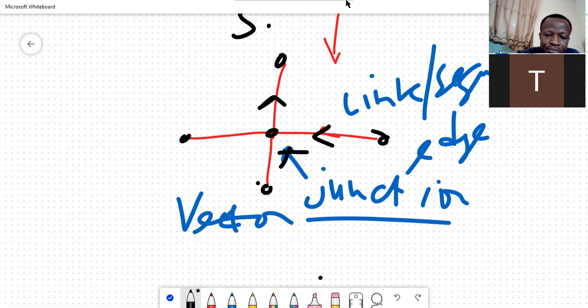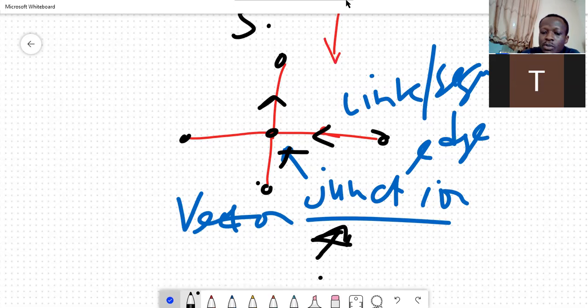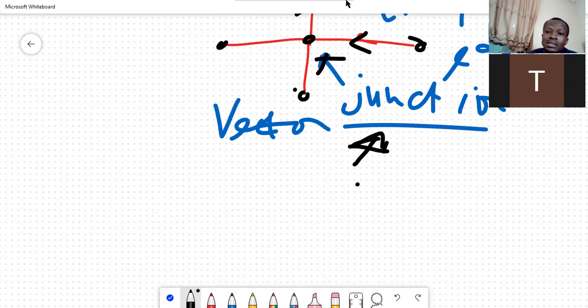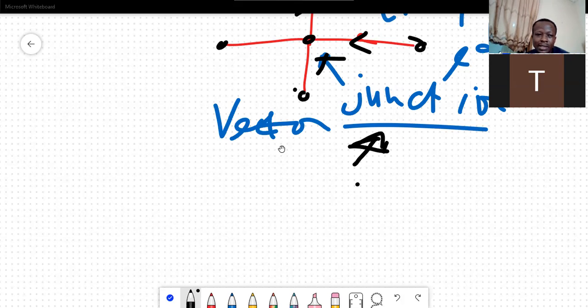All right, okay. And so topology, you need to have a topologically correct data set. If you don't have a topologically correct data set, you can't do a network analysis. It's very important for you to know that. Let's go to our PowerPoint and see if there's something there that reinforces this.